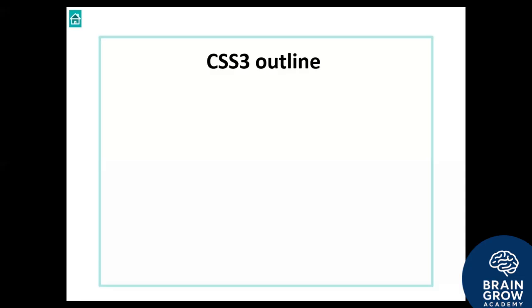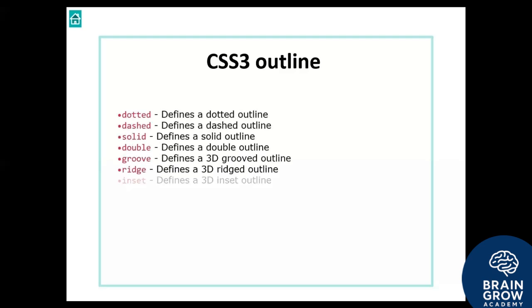Alright, so let's now talk about the CSS outline. The outline works exactly like the border, but we can't combine them. We can either use the properties of border or the properties of outline. The properties of outline and border are similar. The major difference is that the outline is usually drawn outside the border. Let's have a look at them in VS Code.